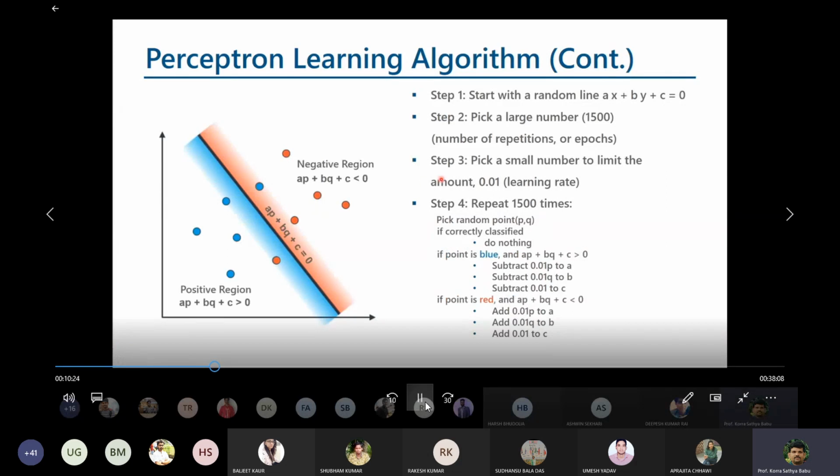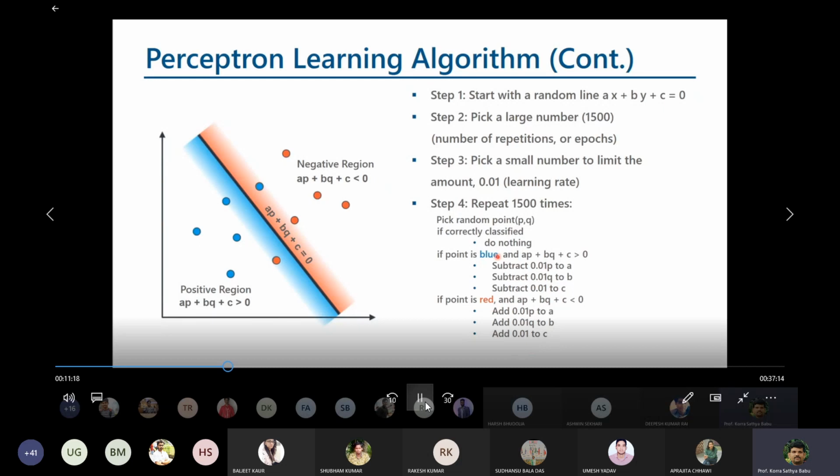The thing is very simple here. If the point you have taken is a blue point and AP plus BQ plus C is greater than 0, it means it is in the positive region, so you need to move the line this side, and you subtract these values. This is the same as the earlier slide; we are not changing anything, only generalizing the condition. You consider this the positive region and this the negative region. Then you subtract these values in the computations.